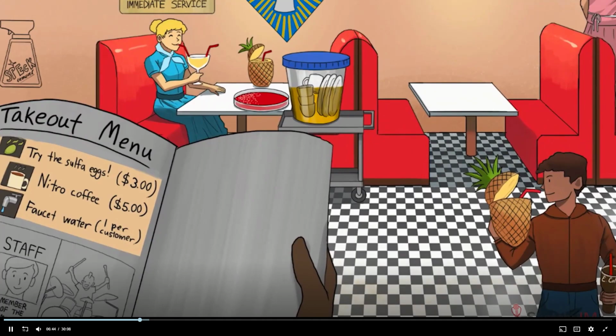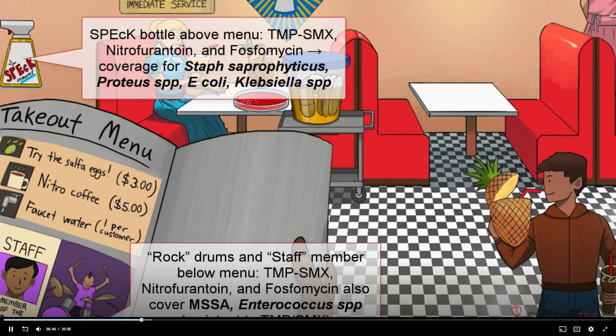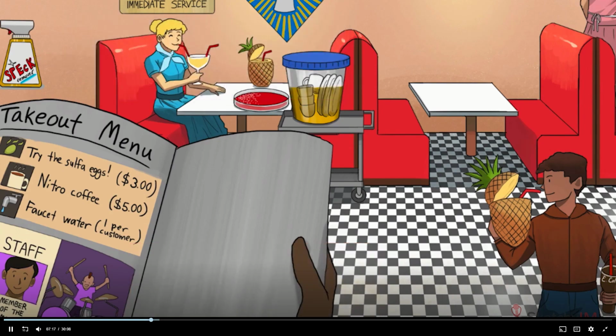These drugs will cover the usual urinary tract culprits, including Staph saprophyticus, Proteus, E. coli, and Klebsiella, which we abbreviate with the acronym SPEC. These empiric agents also cover a couple gram-positive urinary bugs, Enterococci and Staph aureus, symbolized by the enter rock drums and the staph picture on the menu. Notice that the rock drums are purple for gram-positive and reflect the classic diplococcus shape of Enterococcus.